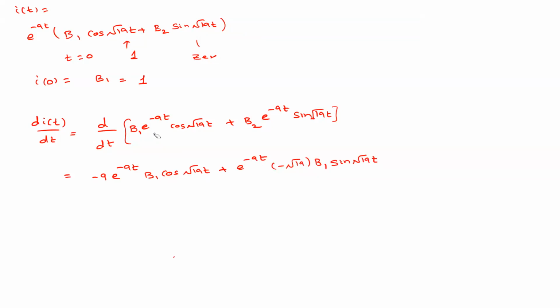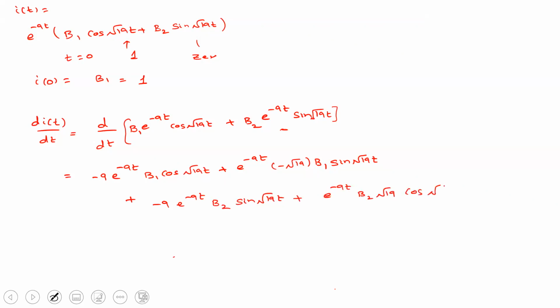Understood why we are doing this? Understood. Similarly, what is the second term? The first term is e to the power of minus 9 into e to the power of minus 9t B2 sine root 19t. The second term is e to the power of minus 9t B2 root 19 cos root 19t. Just check this or correct me if I'm wrong.